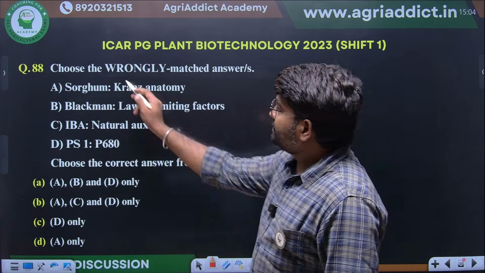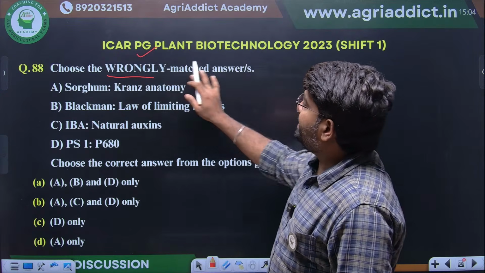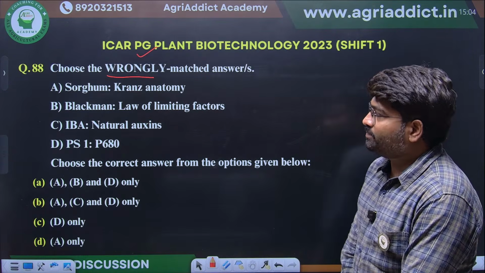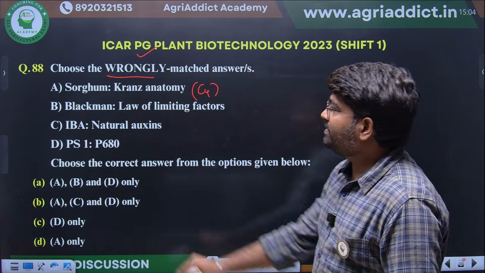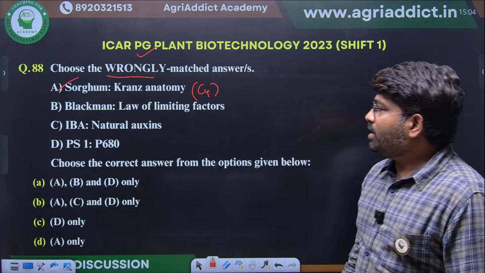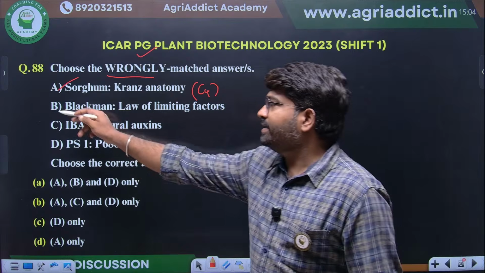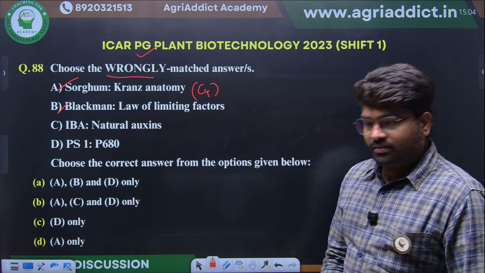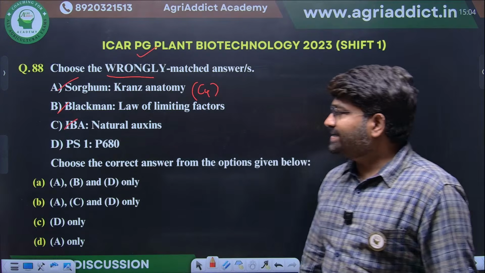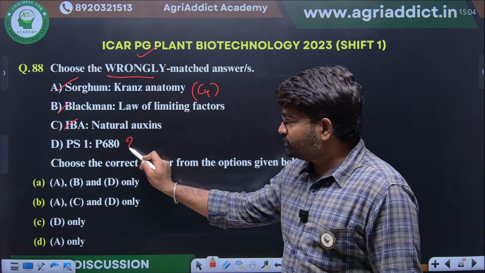Choose the wrongly matched answer. Sorghum, Kranz anatomy. Yes, it's a C4 plant, Kranz anatomy will be there. Blackman's law of limiting factor. This is correct only. IBA is a natural auxin. Yes. PS1 is P680. Whether PS1 is P680?